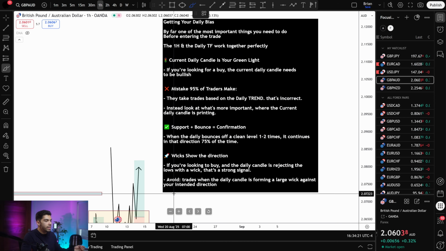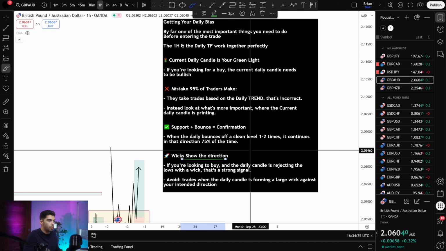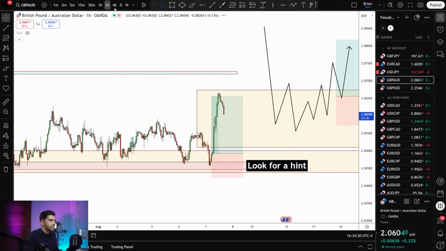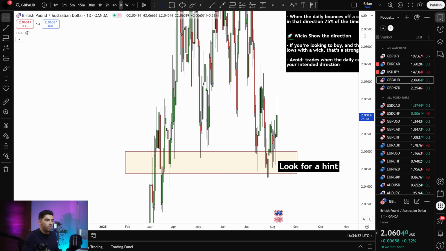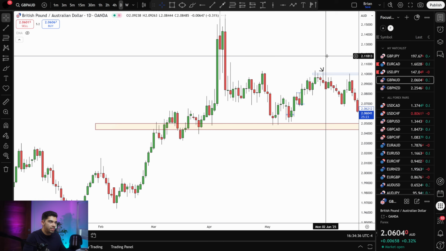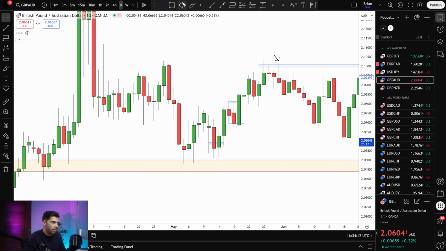And lastly, the wicks show you the direction. I love looking at the wicks when I'm looking at the markets, especially on the daily bias, because if I'm looking at the daily bias and we have a lot of wicks in one direction, the market's going to go there. Look at how often this plays out. Let's investigate on the daily time frame. Look, every single time the market makes a lot of wicks.